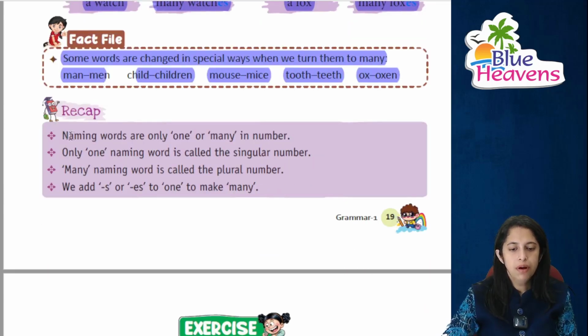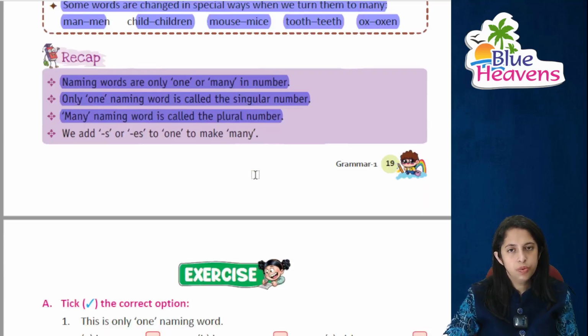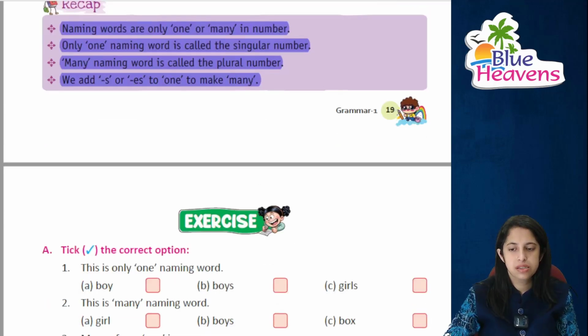There is a recap that naming words are only one or many in number. Naming words can be one, or they can be more than one. Only one naming word को हम singular number बोलते हैं, and many naming words are known as plural number. We add s or es to one to make many. s और es add करते हैं ताकि एक को many बना सके, right?